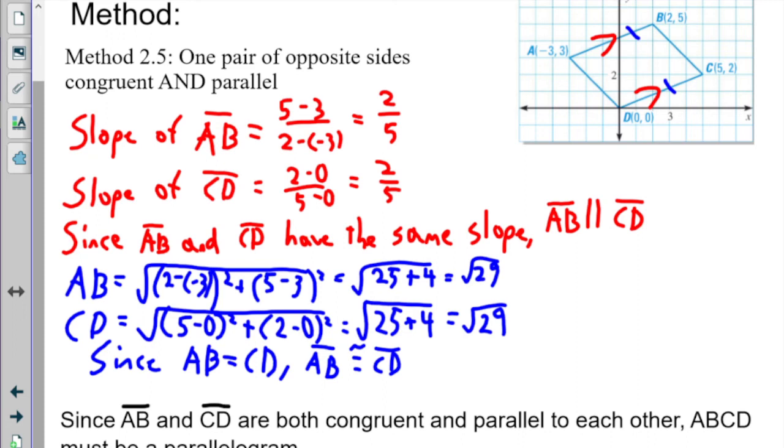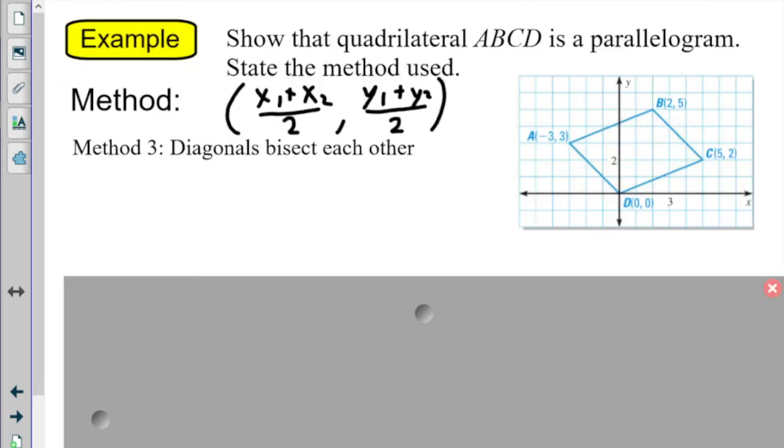So the last method let's take a look at is that the diagonals bisect each other. And I know that because I'm looking for a bisector, I want to use the midpoint formula to do this. So I'm going to start with the midpoint of my first diagonal. Remember, my diagonal goes from one corner of the shape out to the other. So I start at A. The corner opposite it would be C. So that's my first diagonal.